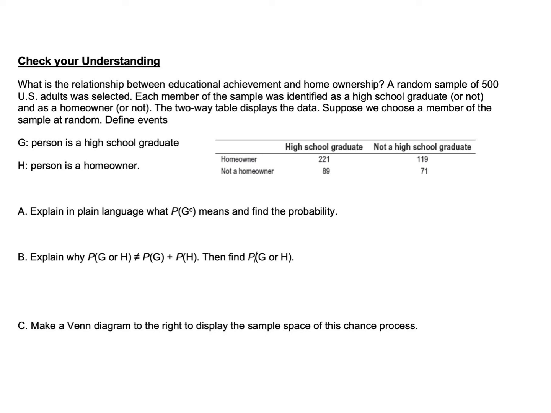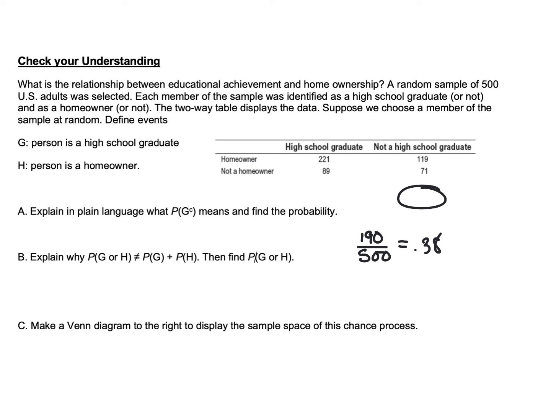Part A, the plain language would be it's the probability a person is not a high school graduate. That answer then would be, let's see, not a high school graduate is this right here, the 190 out of 500, which as a decimal would be 0.38. Part B, why can't you just add the two? Well, clearly they're not mutually exclusive. We see that there is overlap. There's those who are both high school graduates and own a home.